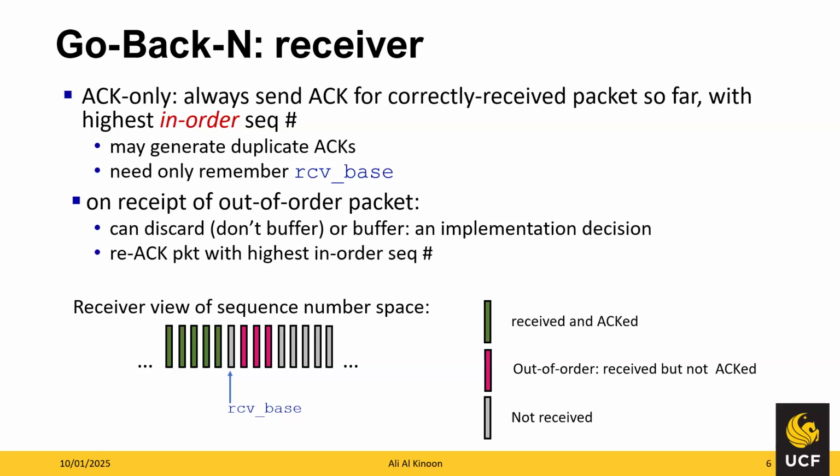So in the diagram that we see here, RCV base marks the next expected sequence number. Packets before RCV base are already acknowledged, in red, and packets after, which may be out of order, in pink, or have not been received, are in gray. So the receiver doesn't really need to do much. It just tracks that, hey, I received this specific packet, and I just need to receive this one before I can accept or acknowledge the next one.